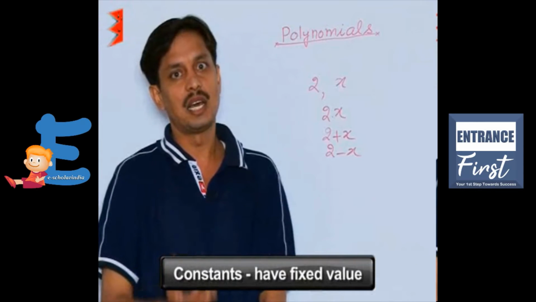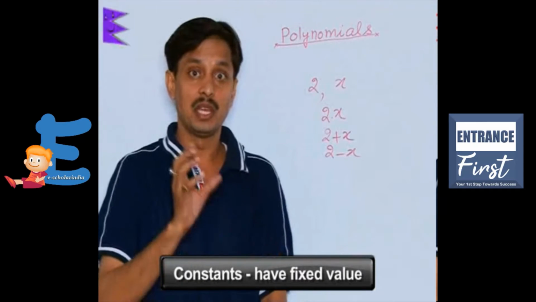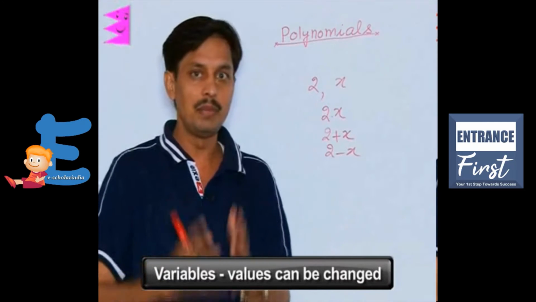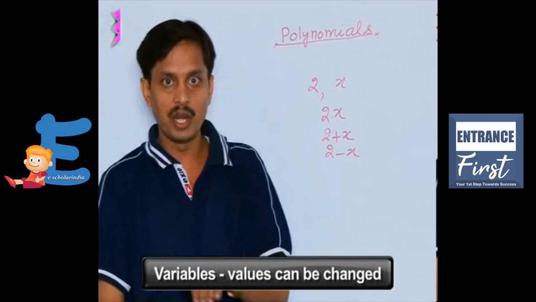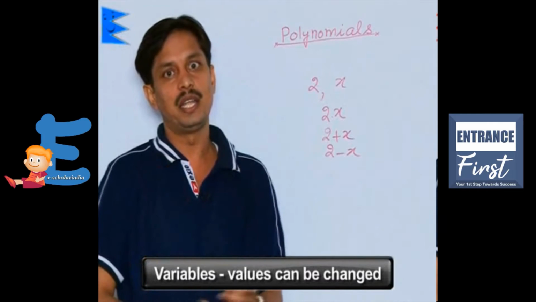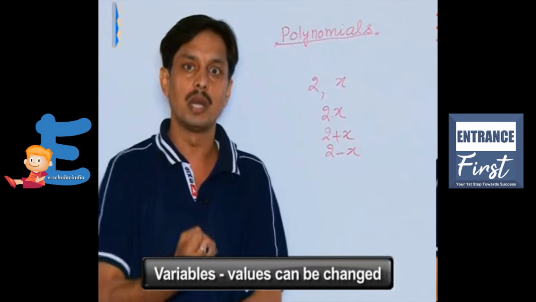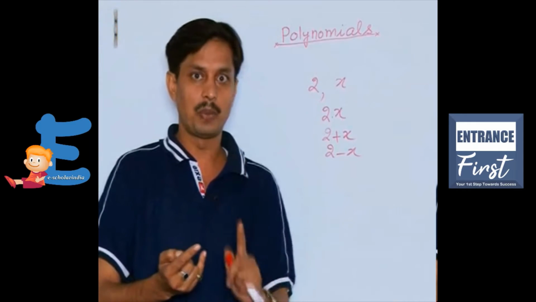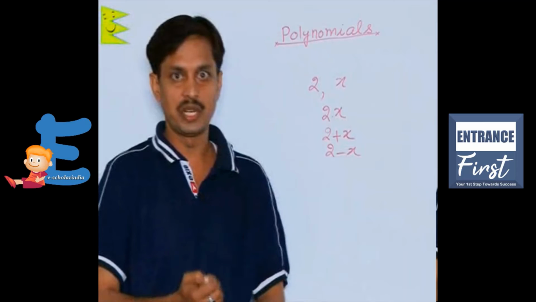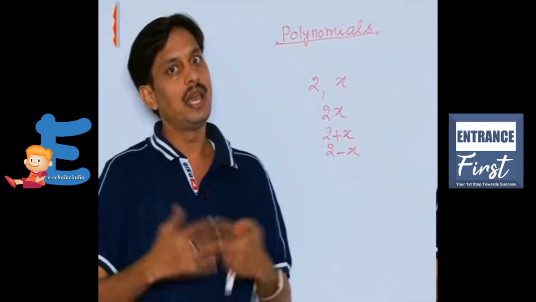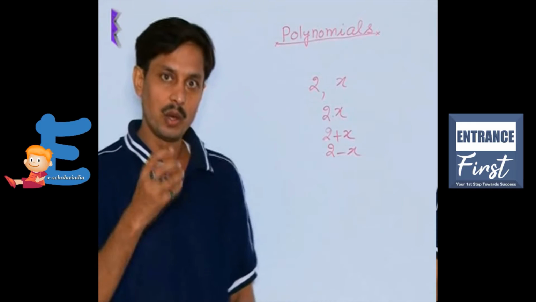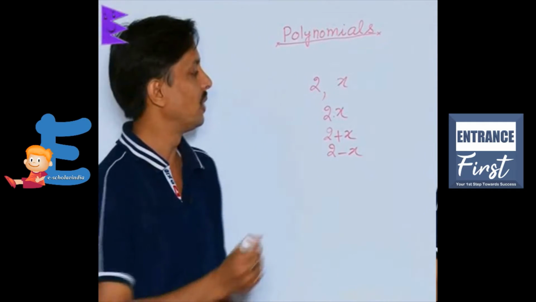Constants are those which have fixed values, and variables are those whose values can be changed, and a product of a variable and a constant is a compound term. So a term always has a sign, either plus or minus, some constant, one variable and its power. So four things are very important in order to understand the meaning of the term.